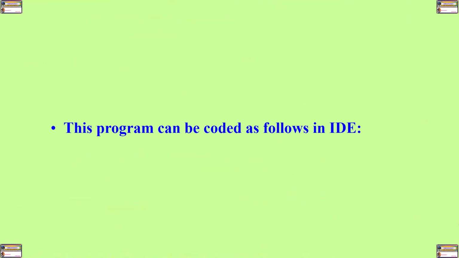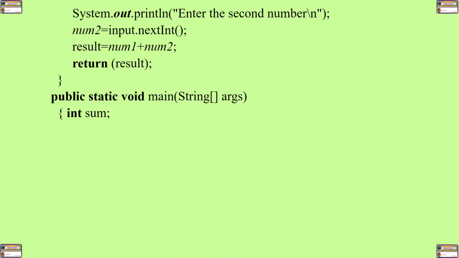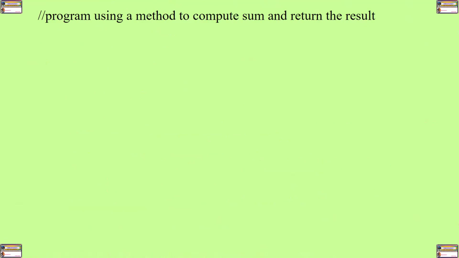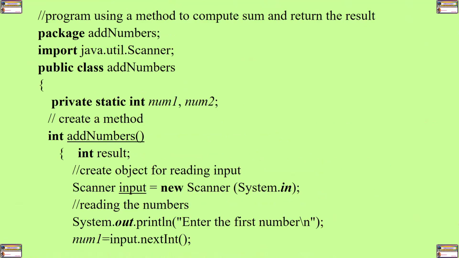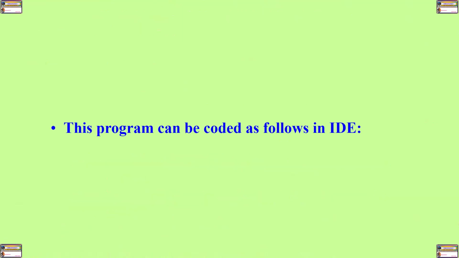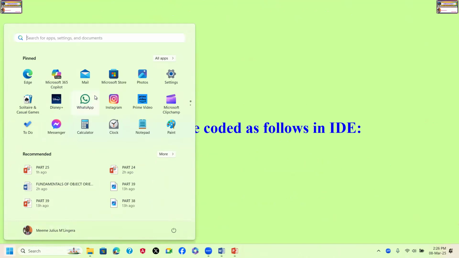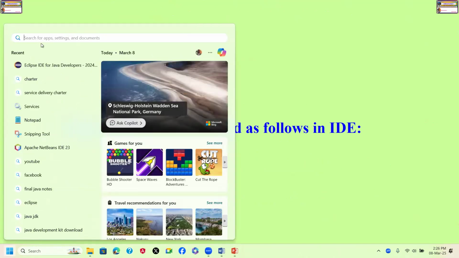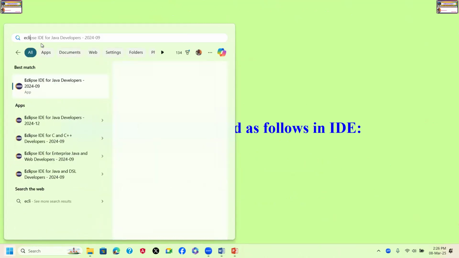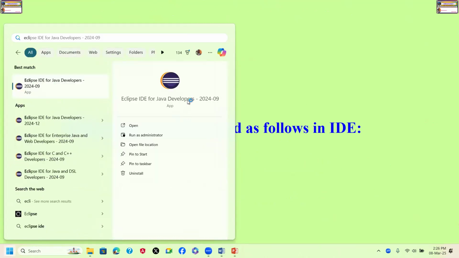So my dear students and the rest of the learners, let's code this program that I have already explained in our Eclipse IDE. We see how we code, and then we run it to see how it will behave. So this program can be coded as follows. You just click on the Start button and search for your IDE, which is Eclipse. So this is our Eclipse.